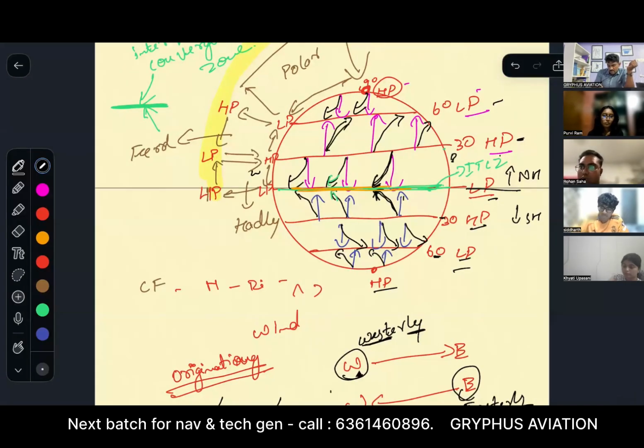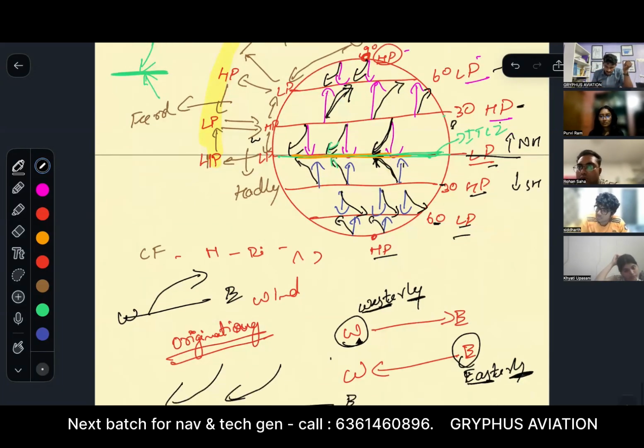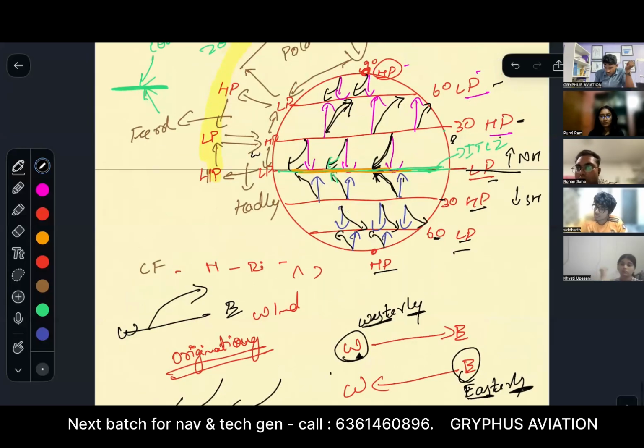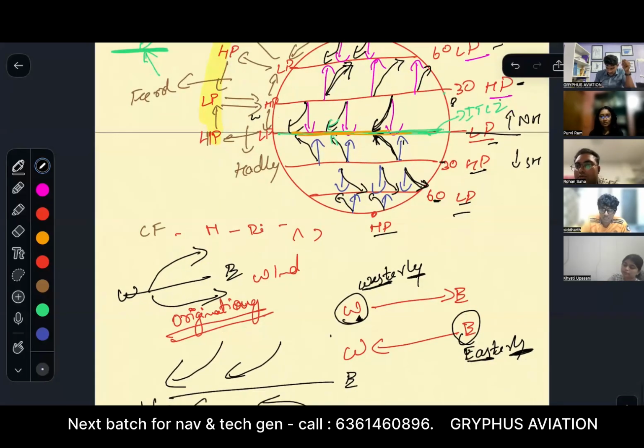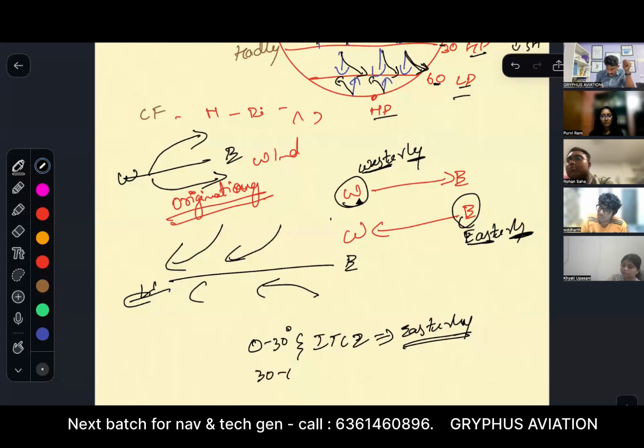You see this wind. This wind is moving like this. It means on the ground, it is moving like this. What is this? West to east. So it is not exactly moving straight, but it is moving towards the east basically. The same on the downside also, it is moving towards east, but originating from west. So 30 to 60 degree, it is basically westerly wind.